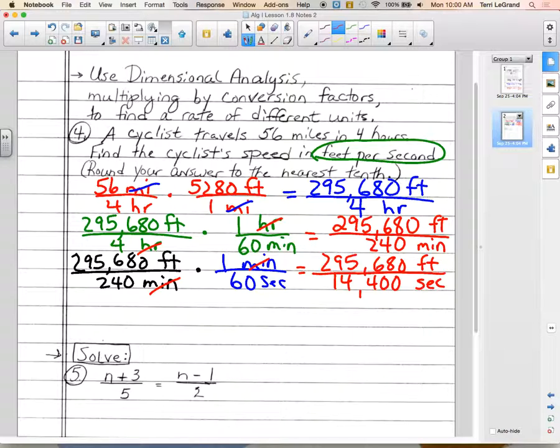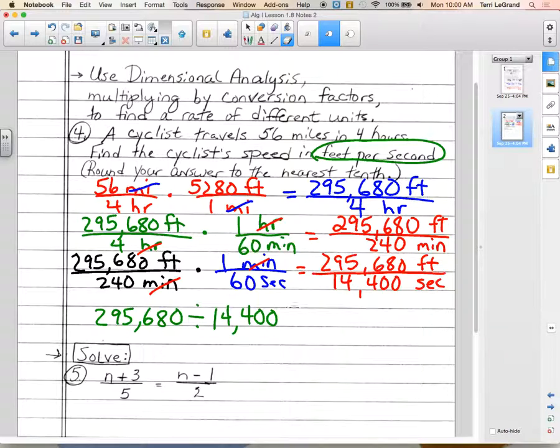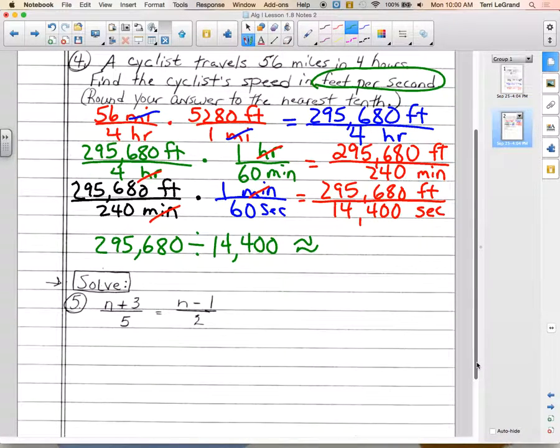Well, we are finally ready to do our division, aren't we? 295,680 divided by 14,400 equals. And I think it said up there to round your answer to the nearest tenth. So we're going to have to use the approximately equals symbol because we're going to round. Whenever we round, we use the squiggly equals. 20 and a half. And we've got to know how to round correctly.